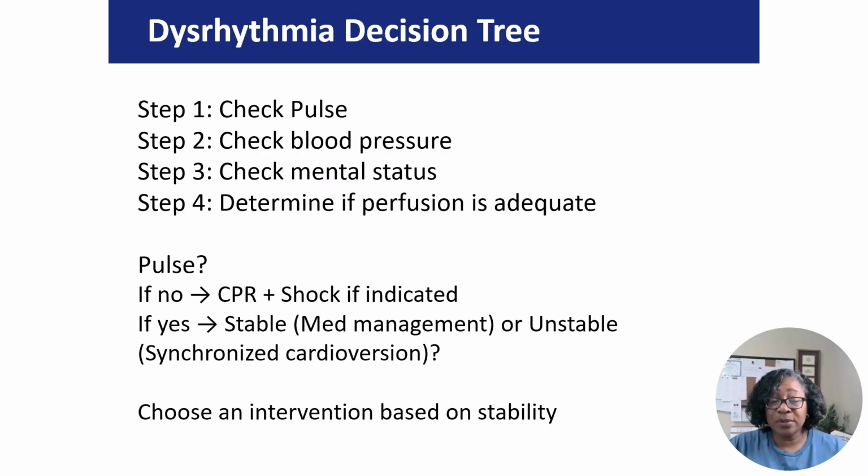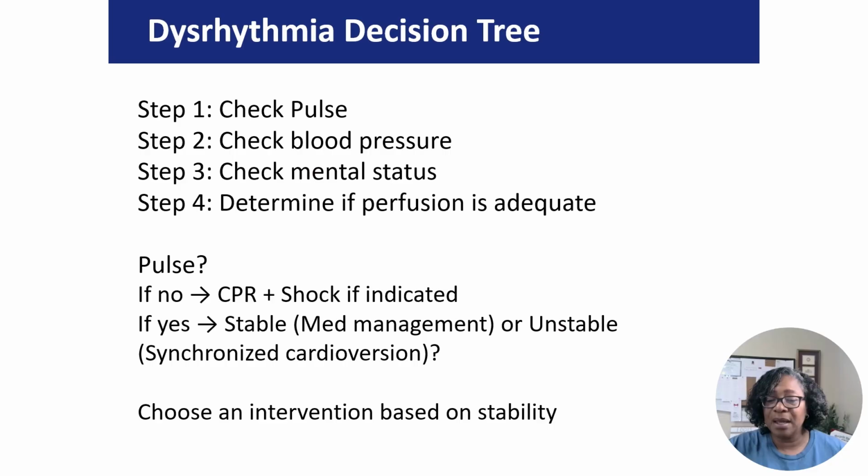So if there's a pulse and stable vital signs, it's a stable rhythm, med management. That's what you're going to anticipate. If there's no pulse, then immediate CPR and defibrillation if there is a shockable rhythm. And if there's a pulse, but the patient is unstable, then you're going to anticipate synchronized cardioversion. The intervention is based on the stability of your patient.